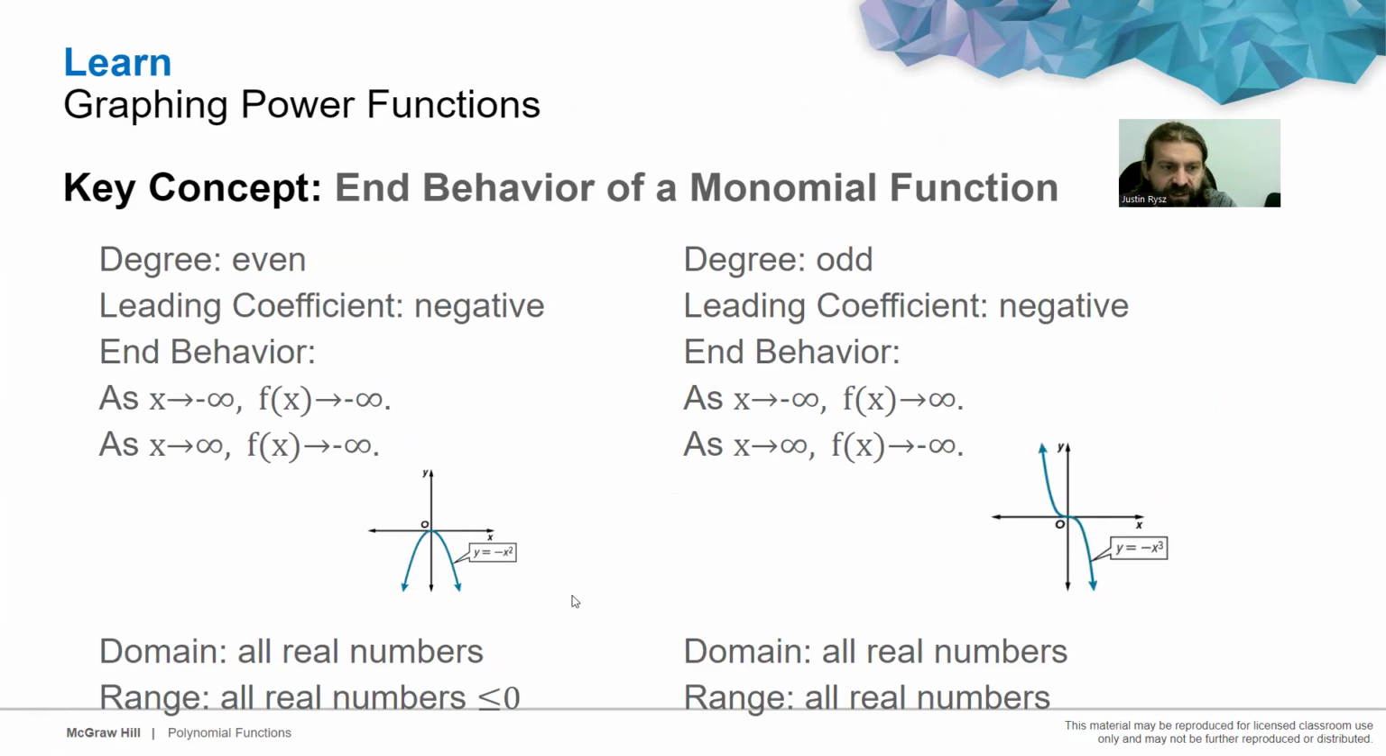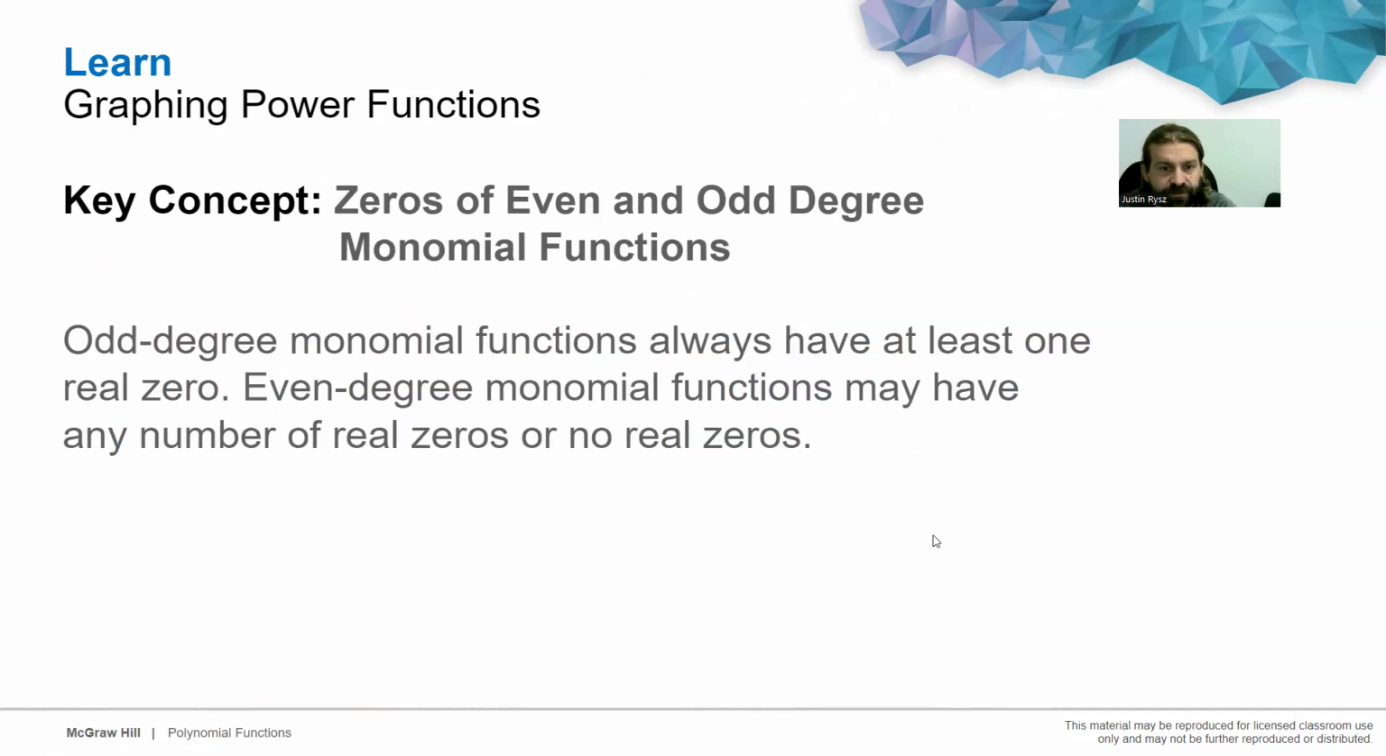All right, now over here, if we switch it around and have a negative leading coefficient, it's going to completely flip the graph. So if we have a negative leading coefficient with an even degree, we're going to be down at the bottom to start and down at the bottom to end. If we have a negative leading coefficient and an odd degree, we're going to be up at the top to start and down at the bottom to end.